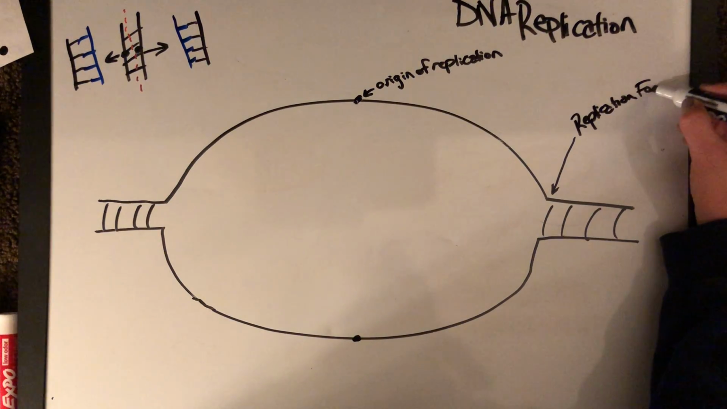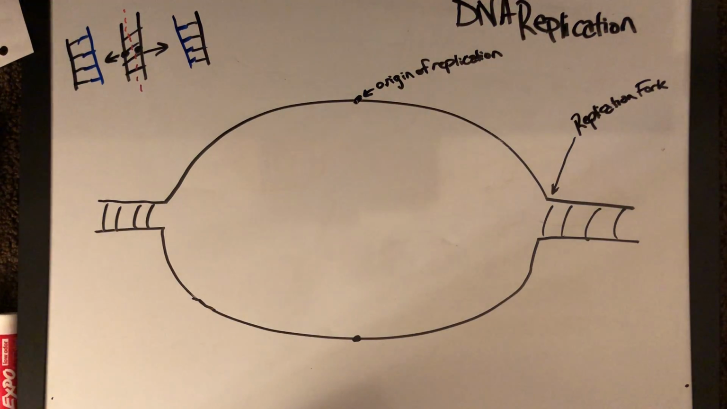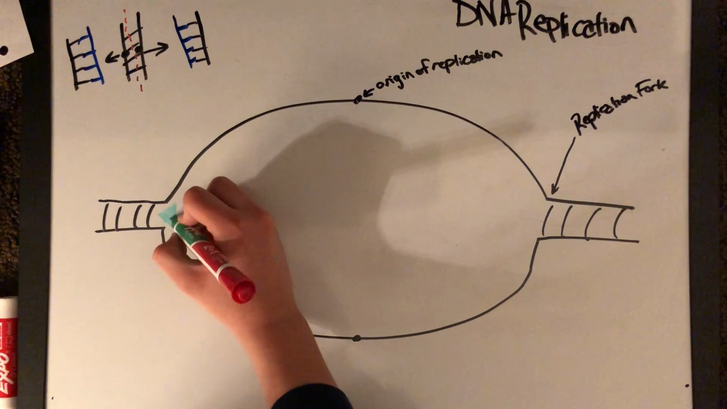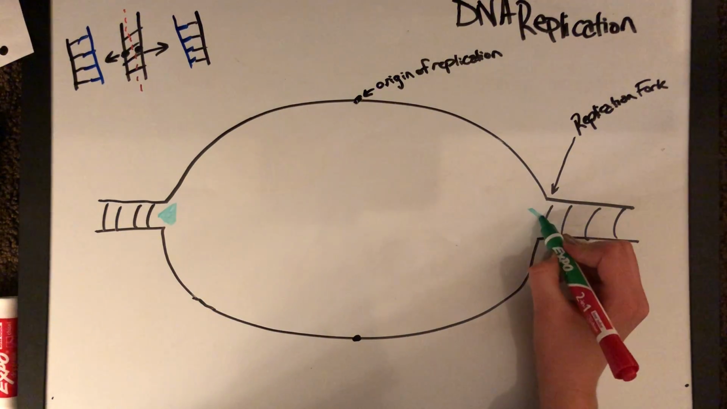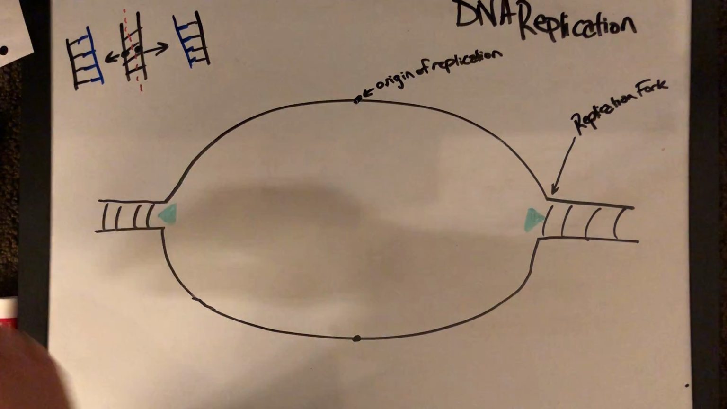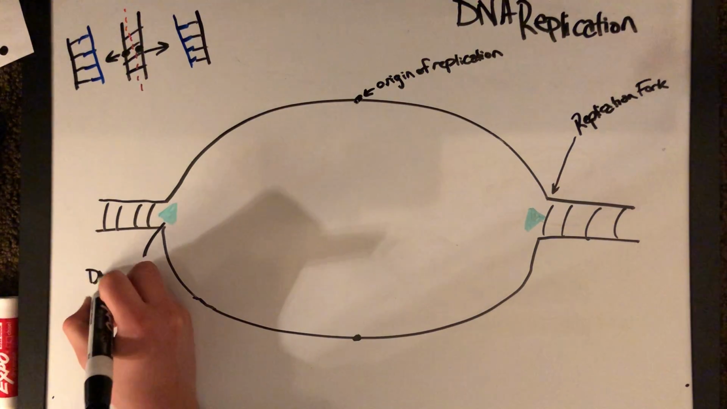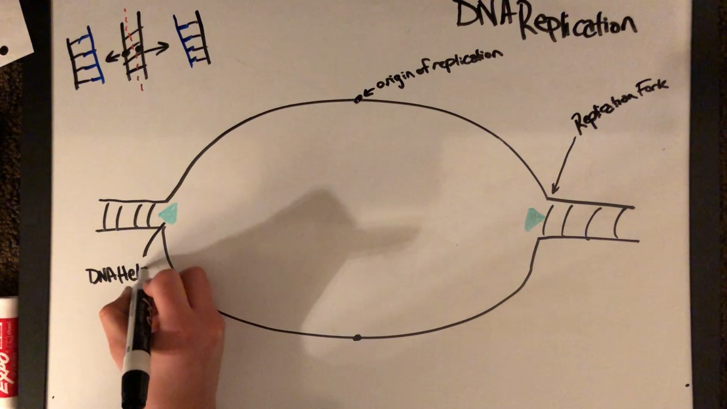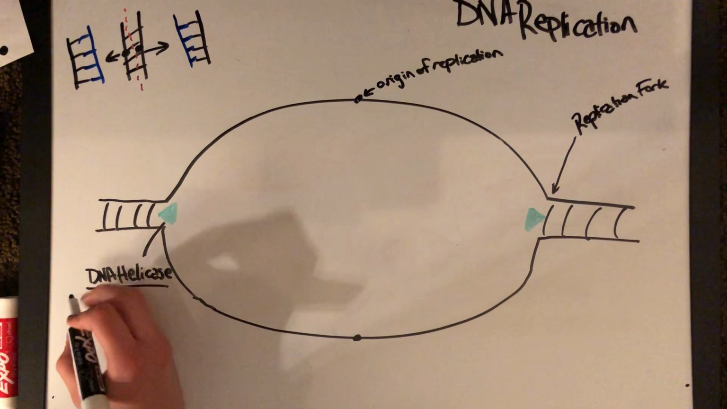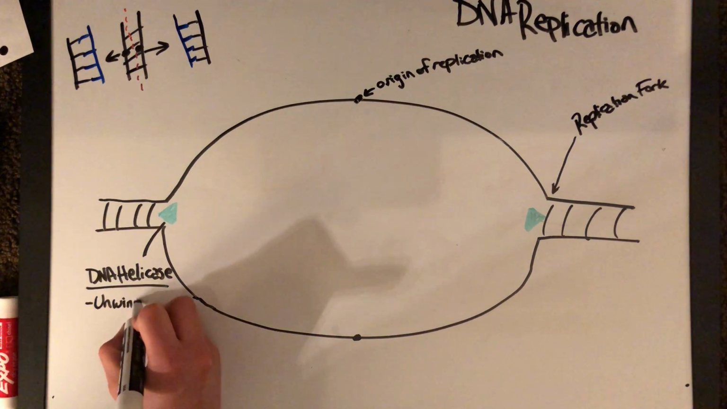Right, okay. So to do this unwinding, we use, draw little triangles here. We use DNA helicase. So DNA helicase is the enzyme that's going to come in and unwind our DNA. So let's label that. DNA helicase. It's going to unwind the double-stranded DNA.